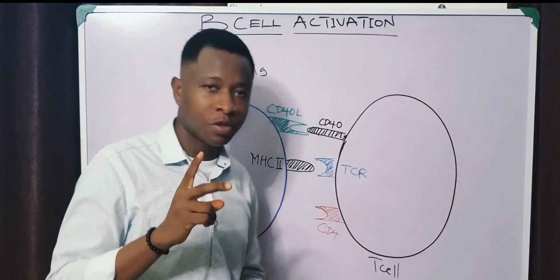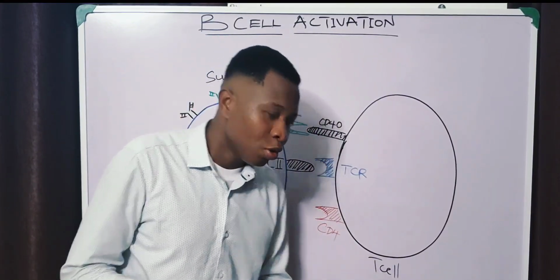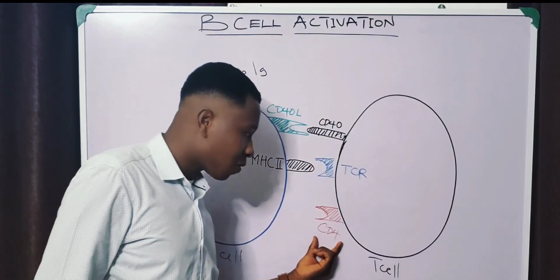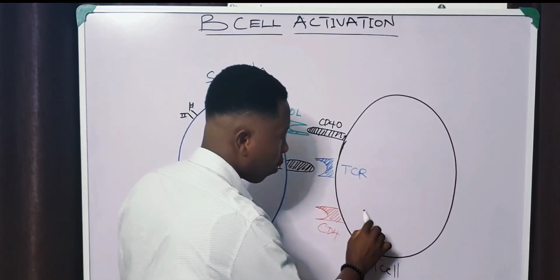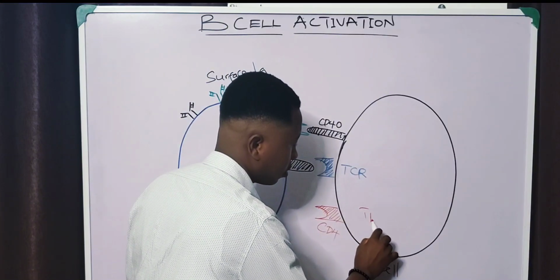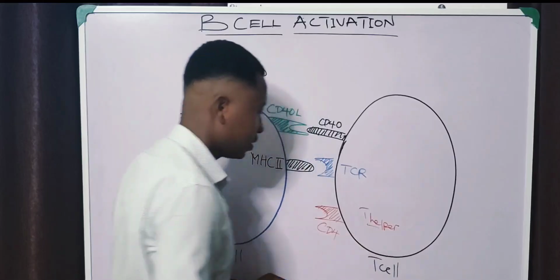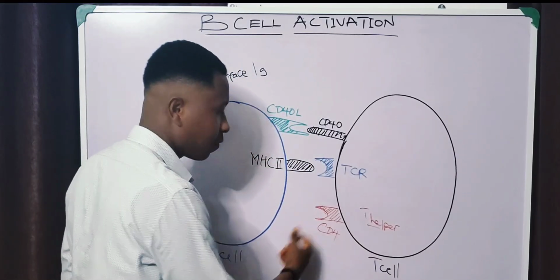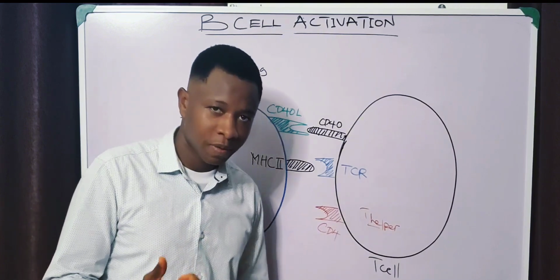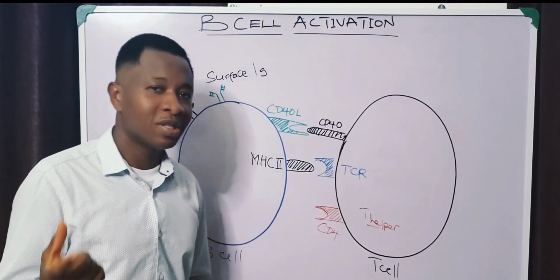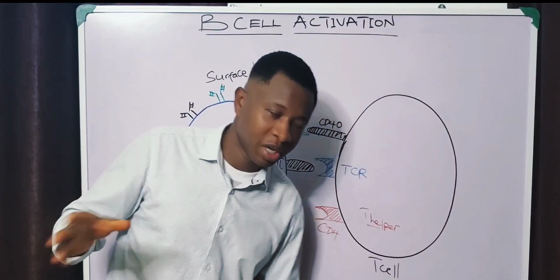Remember, we have two populations of T cells, the T helper cell and the T cytotoxic cell. So whenever you see CD4, that simply makes this cell a T helper cell. So this cell is a T helper cell because it has CD4 on the surface. So if it has CD8, what will it be? It will be the T cytotoxic cell. I've done a video on the development of T cell. You can go and check that out.